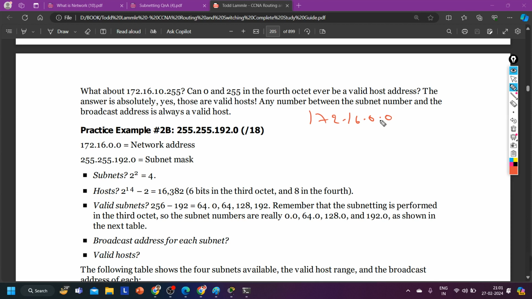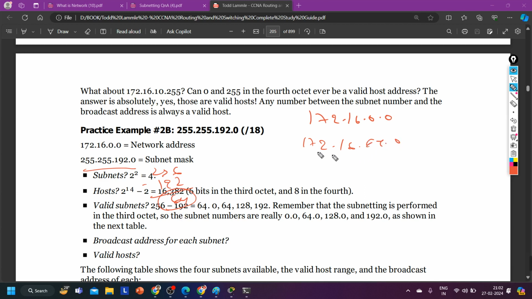Second network: 172.16.132.0. Why 32? Zero, and the subnet mask will be 255.255.192.0. So 256 minus 192 is 64. So the next network starts from 64.